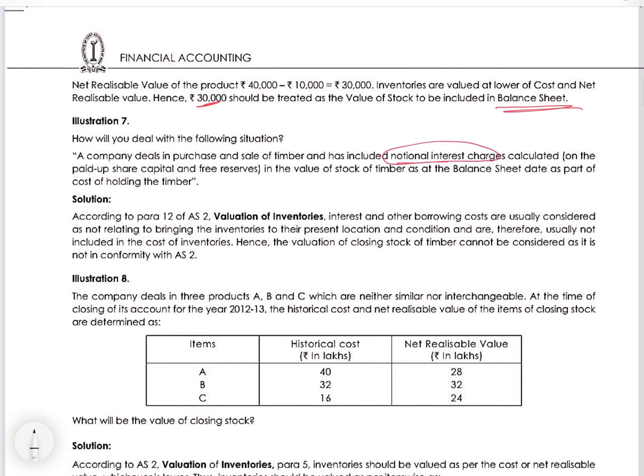Notional means they are thinking my money is stuck in this. If instead of putting that money in the production I would have kept it in the bank, I would have got this much interest. So that interest they have included in the cost of the production, and they are including it in the value of the stock. So this notional interest, which is actually calculated on the basis of paid up share capital and free reserves, they have included in the value of the stock. Is it correct?